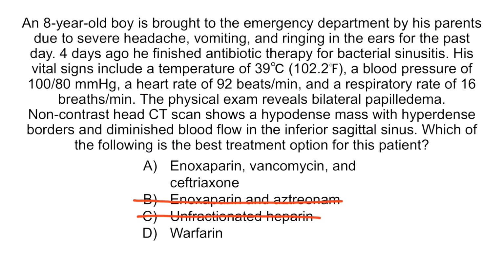Option C is incorrect because low molecular weight heparin is preferred over unfractionated heparin for the initial management of cerebral venous thrombosis. Additionally, since this is the case of a septic cerebral venous thrombosis, the patient needs antibiotics. Finally, option D is incorrect because warfarin is used for chronic rather than acute anticoagulation in patients with cerebral venous thrombosis. And that concludes our lecture on cerebral venous thrombosis.